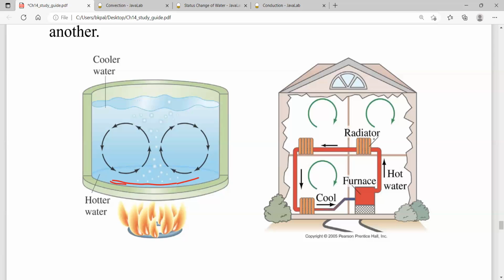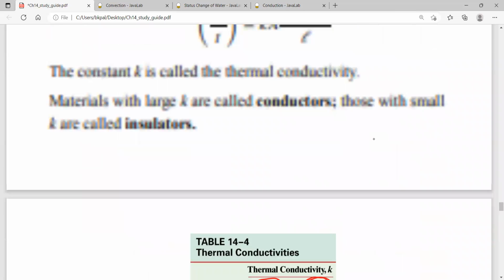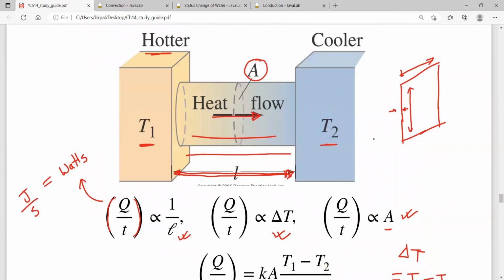So this circulation continues until all the molecules have the same temperature. That's how convection works, and it's the same thing for air. In both convection and conduction, you see that we need a medium. For example, here the molecules are the medium, and for conduction, the object itself is the medium.